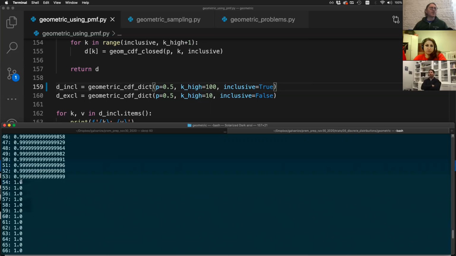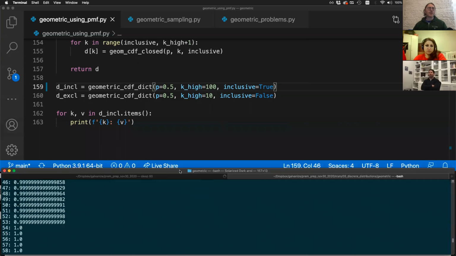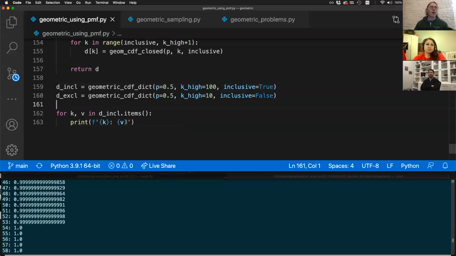But don't let that fool you. This is a precision issue, right? In a geometric distribution, there's no guarantee of outcome. You're not guaranteed to get a heads before the 54th trial or before the 55th trial. In fact, you're never guaranteed in a theoretical sense to get a heads if you sit there and continually flip a coin. There is a possibility of getting tails forever, right? So just be aware of that.